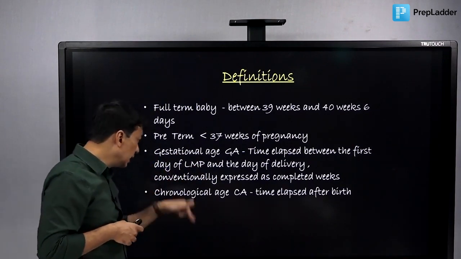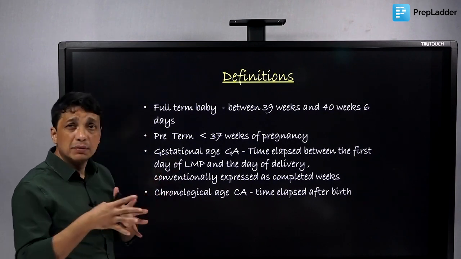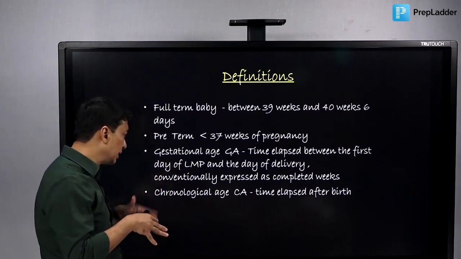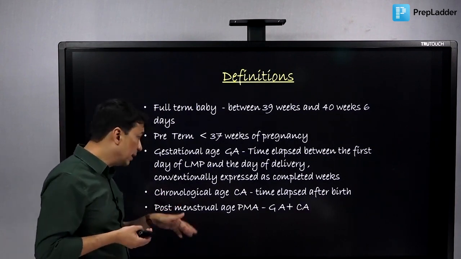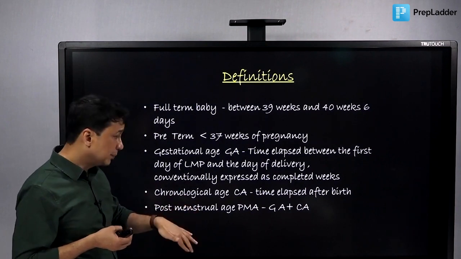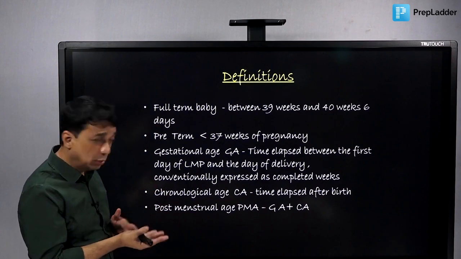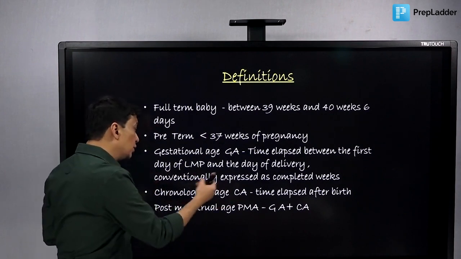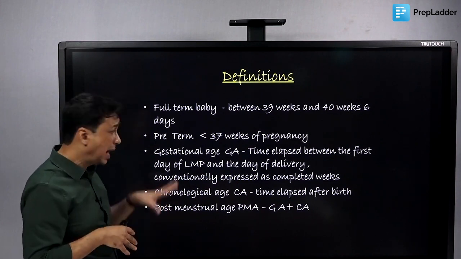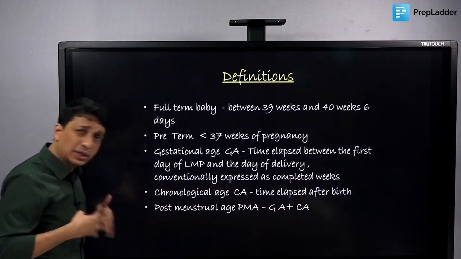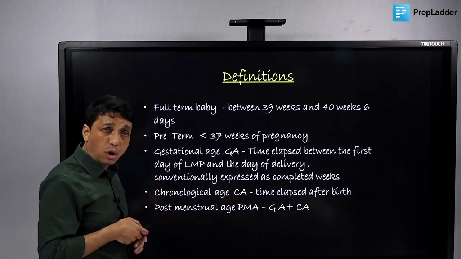Second is chronological age, CA. Chronological age, which is the time elapsed after birth. So whatever the child's age is right now is called CA. And one more to add to the confusion is PMA, or post-menstrual age, which is the addition of gestational age plus chronological age. So when you add together gestational age plus chronological age, we call it the post-menstrual age, PMA. Okay? I know you are all familiar with these, but just to revise for those of our friends who are not too good at obs and gynae.